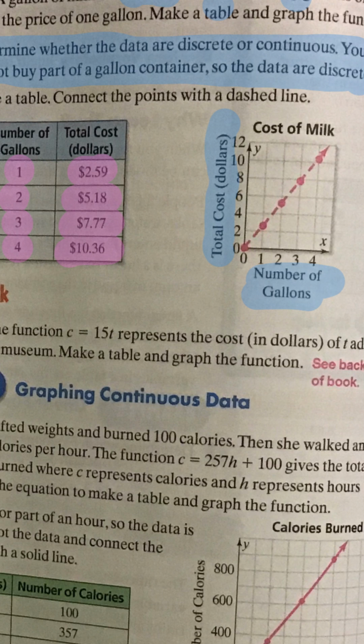So 1 is going to be just past 2.5. So that's where you got this dot here. And then 2 is going to be $5.18, so about here. 3, $7.77, real close to the 8. 4, $10.36. Starts at 0, connected with a dotted line, and there you go.